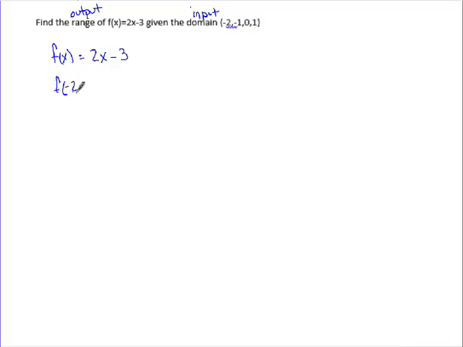So the first thing I'm going to do is find f of -2. I'm going to make my input -2. So I'm going to replace the x with a -2, and I'm going to find the value of f of -2. So f of -2 is equal to 2 times -2, which is -4. And then -4 minus 3 is -7. So part of my range is -7. And that's going to go in my bracket.